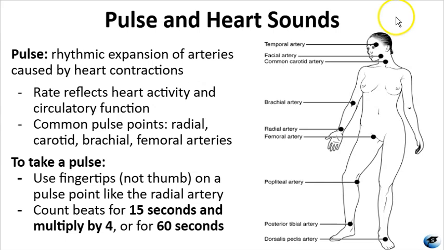peripheral circulation. To take a pulse, you will use your index and middle fingers, not your thumb, because your thumb has its own pulse. Then you will gently press over the artery and count the beats. You can count for 15 seconds and multiply by 4, or count for the full 60 seconds for more accuracy, especially if the rhythm seems irregular. Pulse rate reflects not just heart activity, but also the efficiency of circulation, and it can vary with exercise, body position, temperature, and even emotional state. So whether you're checking the wrist or the foot, the pulse gives you a real-time snapshot of cardiovascular function.